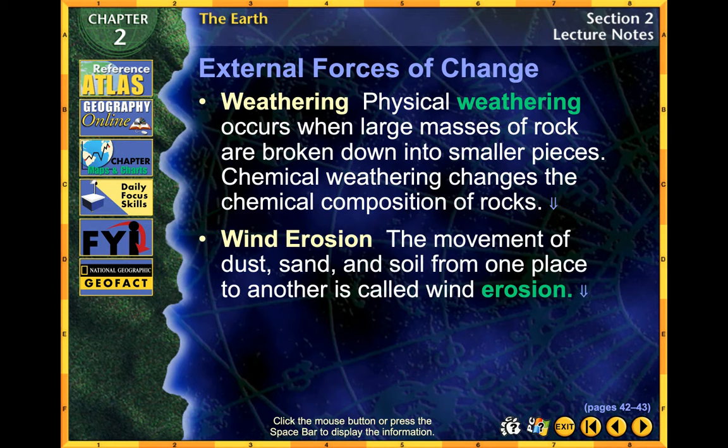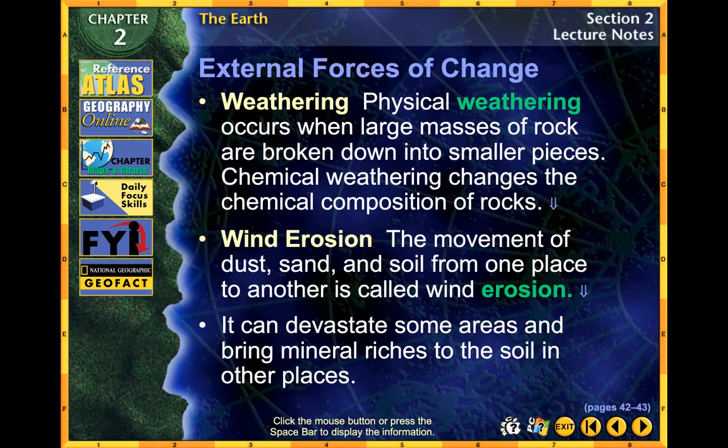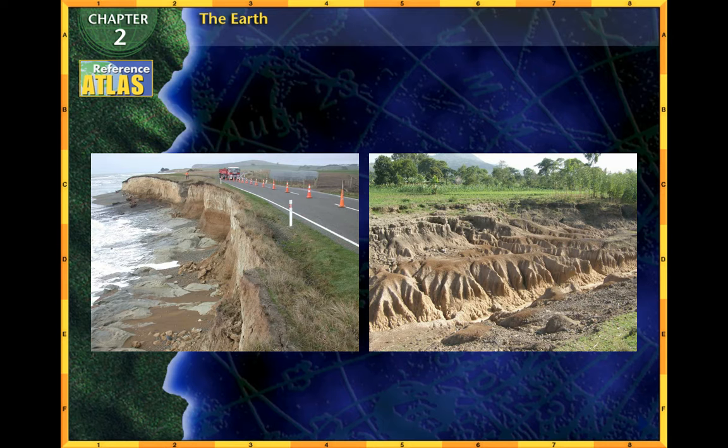There's wind erosion, which is the movement of dust, sand, and soil through the wind. That's erosion. So it's just taking this stuff and moving it to a different place. Water does the same thing. But this can be very devastating to some areas and bring mineral riches to the soil in other places. So it's taking the stuff that was there in one place and putting it in another. This is an area where some wind erosion and even some water erosion has taken place.